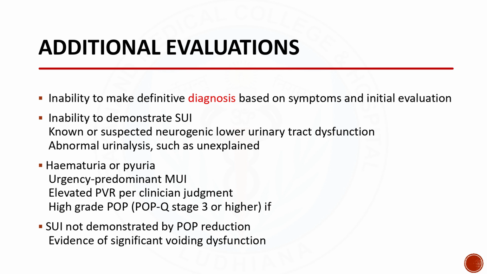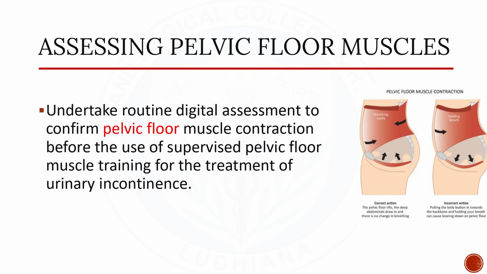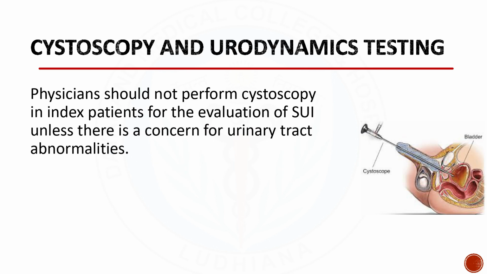And most important is that if there are any overactive bladder symptoms, or she had a previous surgery, whether for an incontinence or a prolapse surgery. So what do you do? You assess the pelvic floor muscles. As we do in a routine prolapse case, we look for the levator ani and look at the tone of the perineal muscles and whether they are causing the urinary incontinence.